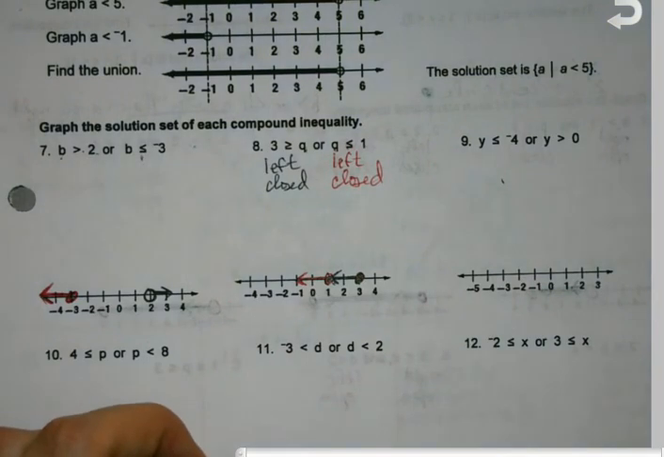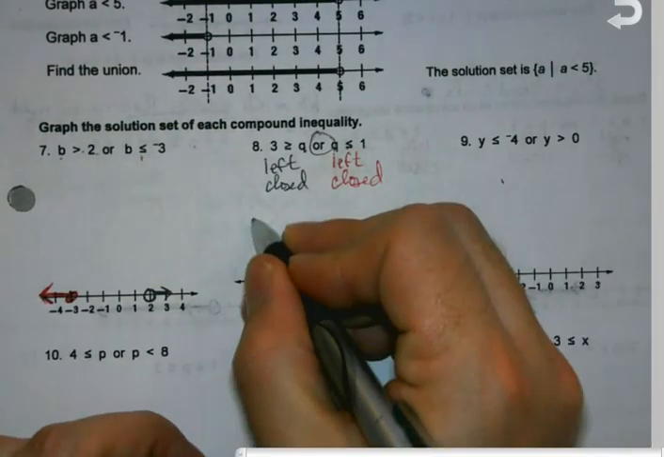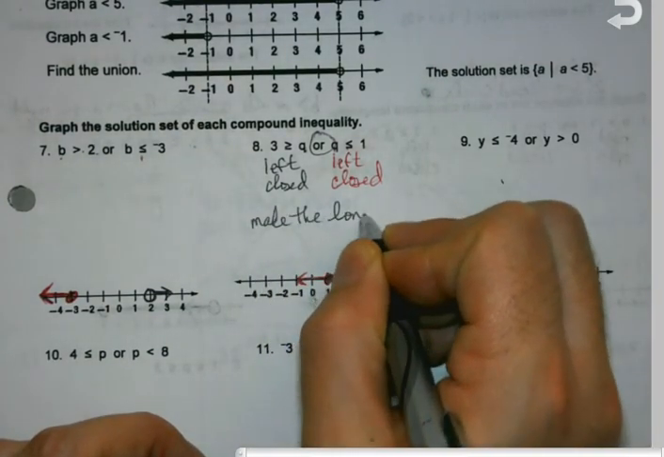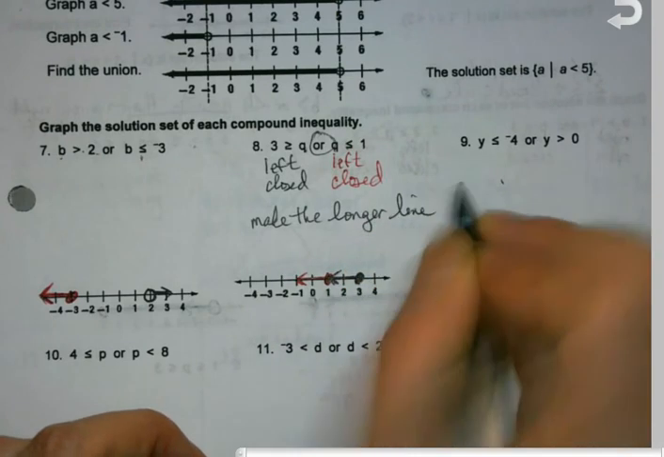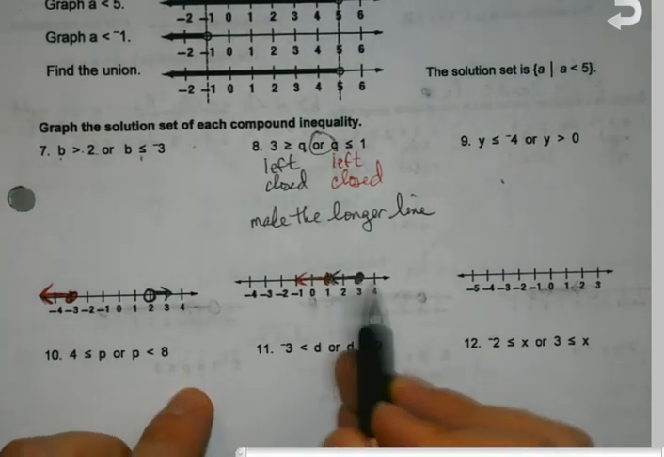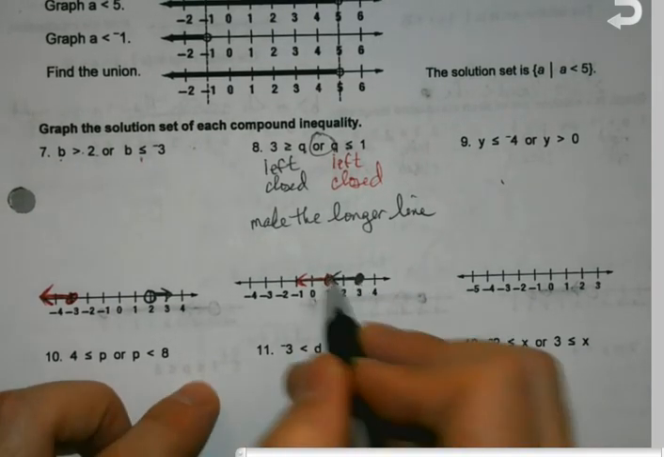Yes, they can. So here's how this is going to work. If it's an or, and they're both going the same direction, you need to make the longer line. In other words, whichever line is going to be longer over a time period is going to be the one we want to use. So it's longer if I start at 3 than I do at 1.